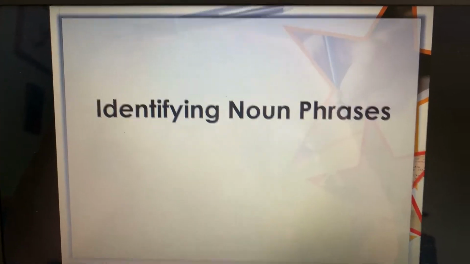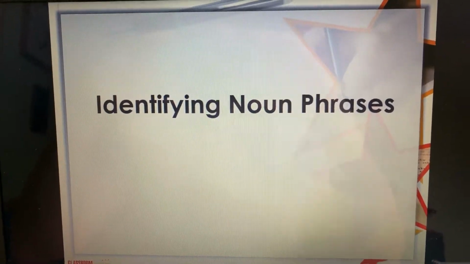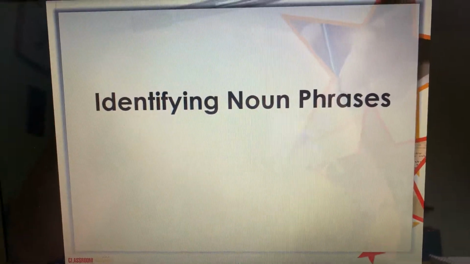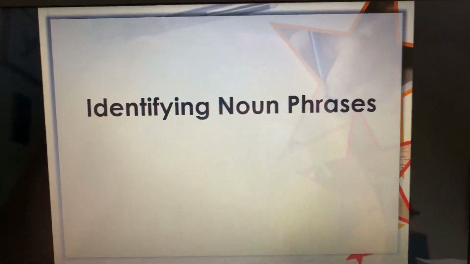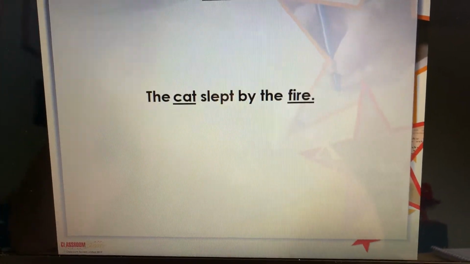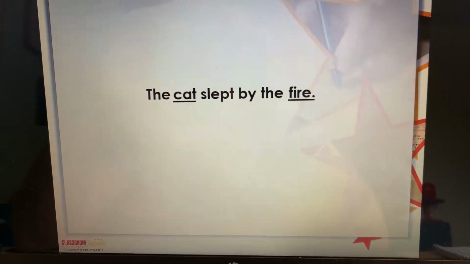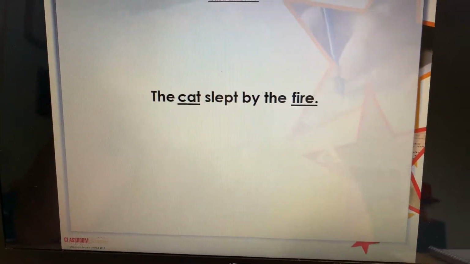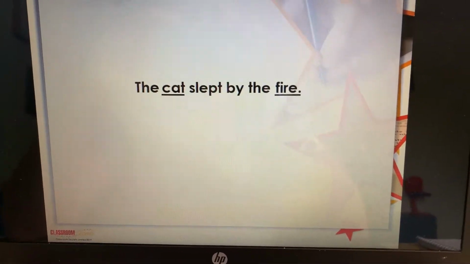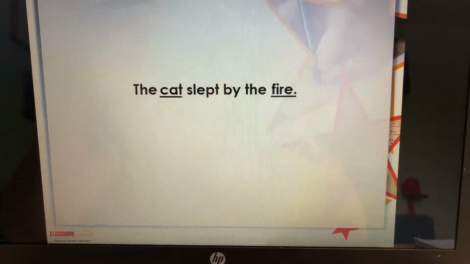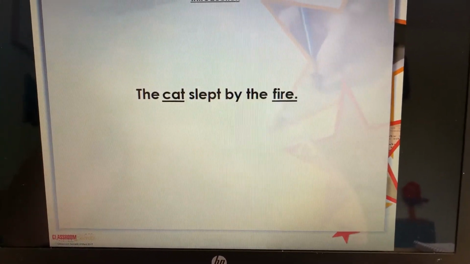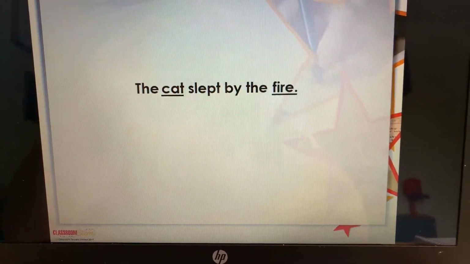Right, today we are looking at noun phrases: how we identify them, how we use them, and why they're really brilliant to use in all our big writes. I've got a really simple sentence here. It says, the cat slept by the fire. Now, I hope you can tell me what a cat and fire are. Is it a noun, a verb, an adjective, or an adverb? And I know you will be screaming at me saying, they are both nouns.